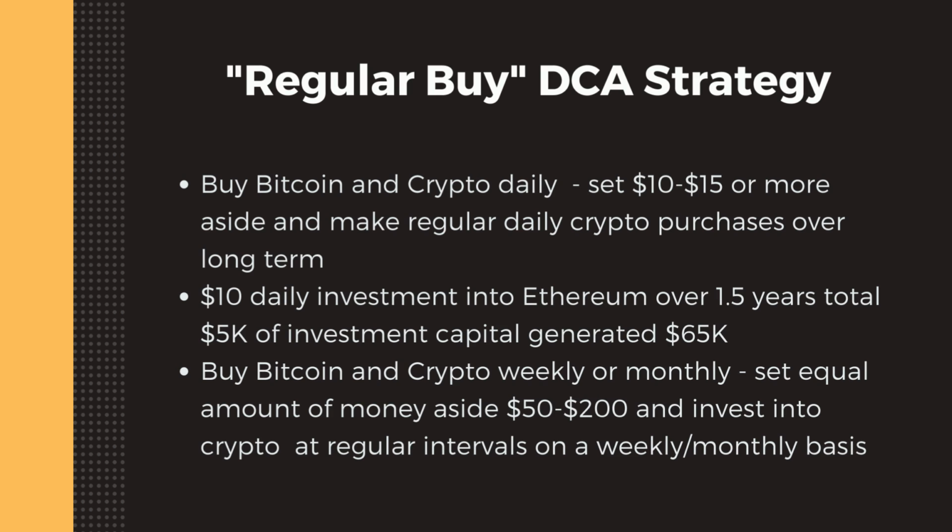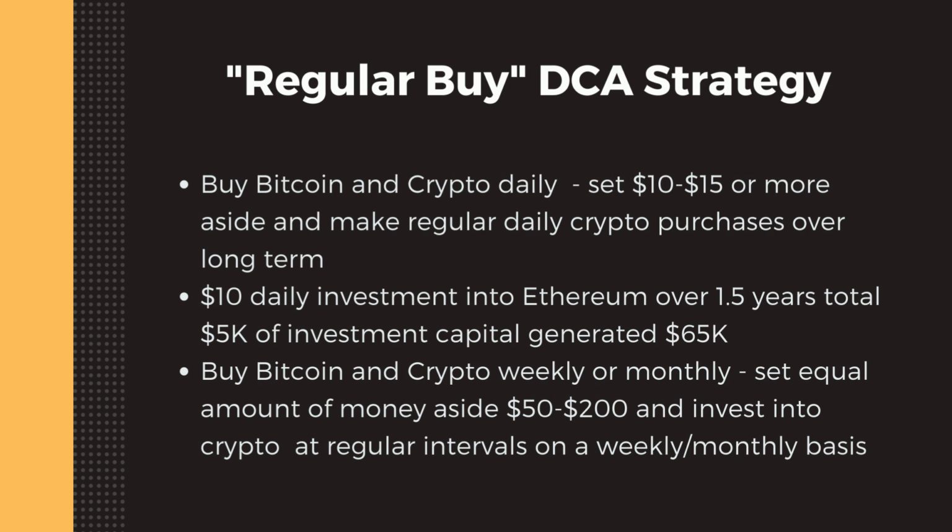Now I'm going to explain what is regular buy DCA strategy. You can divide this strategy into three different ones. And first one is to buy Bitcoin and crypto daily. Set $10, $15 or more aside and make regular daily crypto purchases over long term. As an example, a person invests $10 daily into Ethereum over 1.5 years, spent in total $5,000, and over a year and a half, he has generated $65,000.